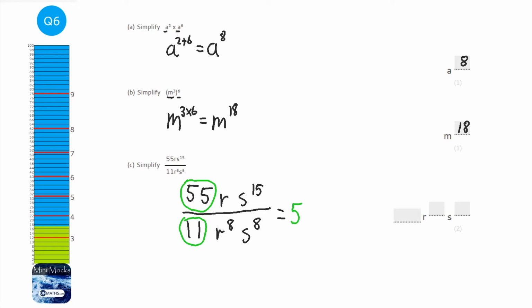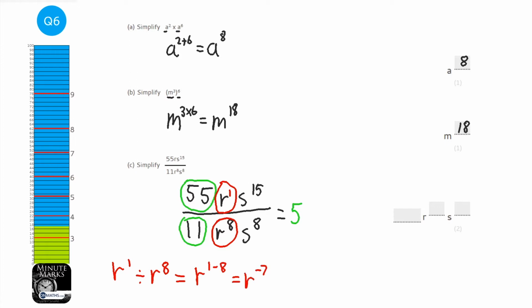Okay, so next one, we've got the r's that we want to divide. So we've got r at the top and an r at the bottom. Now this r at the top is technically r to the power of 1. Now when we do r to the power of 1 divided by r to the power of 8, which I'm going to write out down here so I can show you, you take away the powers. So when you times them, you add the powers. When you divide, you take away the powers. So that's r to the power of -7.